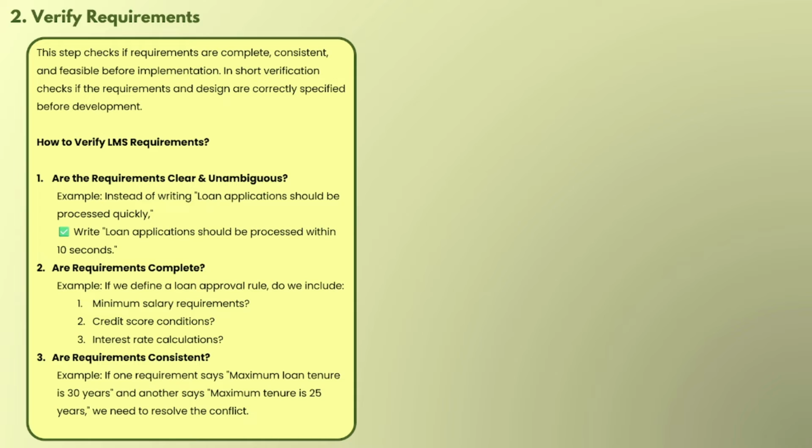So we need to resolve this conflict because they are contradicting each other, because in the bank where we are working, we are developing the system for the same bank. Then one requirement is saying that the maximum loan tenure should be 30, another is saying that the maximum tenure should be 25. So it is contradictory. So in the very first place we need to resolve this conflict.